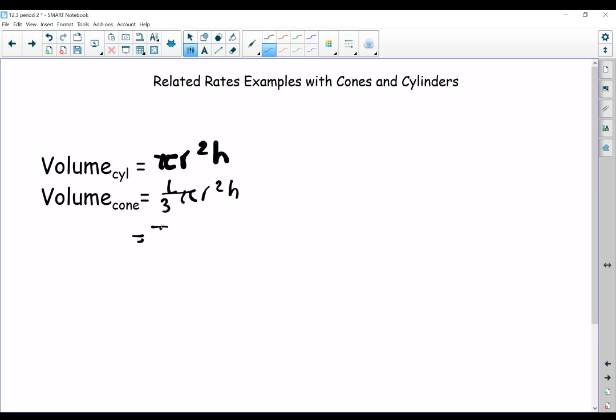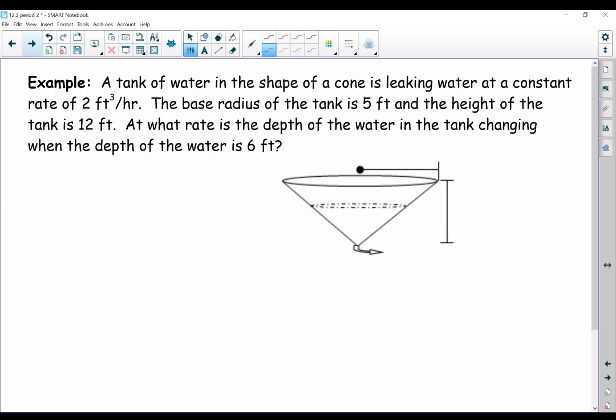A lot of times you're going to see that one written as pi over 3. They'll take the 1/3 and the pi and put them together to be one constant. That's the way that I tend to write it, but 1/3 pi and pi over 3 are the same thing, okay? So we're going to be using these two formulas today. This one will always be provided to you, volume of a cone and volume of a sphere, which is 4/3 pi r cubed. Those two will be given, but volume of a cylinder you should know.